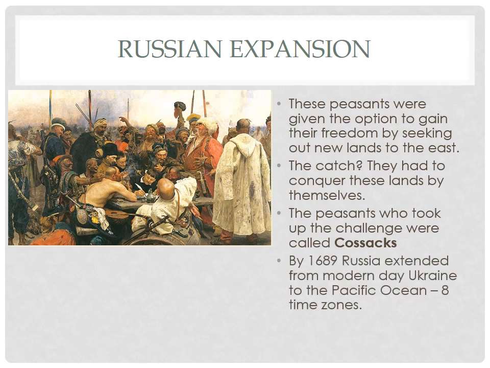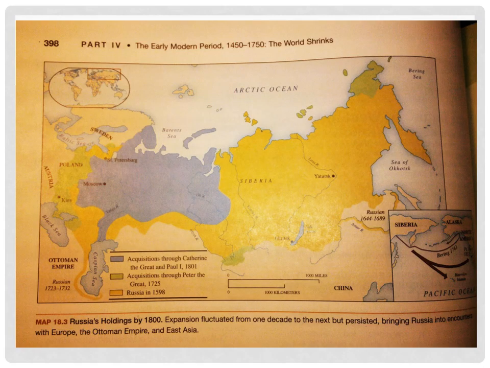But by 1689, Russia extended from modern-day Ukraine to the Pacific Ocean. So that's 8 time zones. It's a massive expansion. So here we go again, just another map. You can see under Catherine the Great, we have the blue, and then under Peter the Great, the green, and then by 1598, we are all the way, or sorry, backwards.